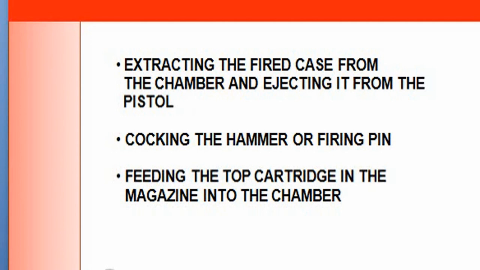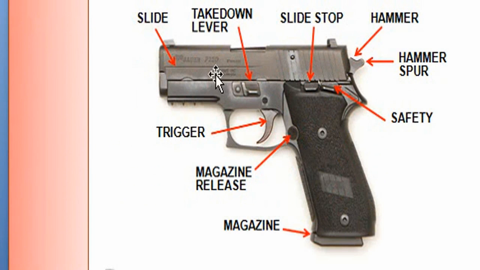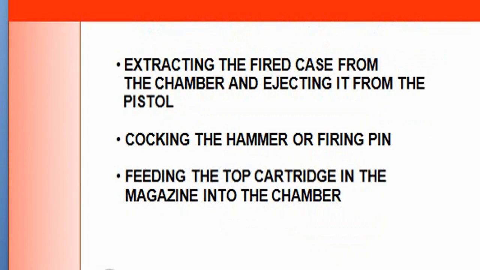And this is the slide here. Okay, here's your slide. So the function of this slide is when this goes back, there's going to be a bullet here. It's going to feed the bullet, and through this hole, it's going to eject the spent case. So that's basically the functions of a slide: extract the fired case from the chamber and eject it, cock the hammer or firing pin, and feed the top cartridge in the magazine into the chamber.